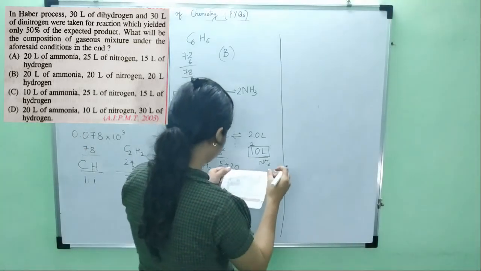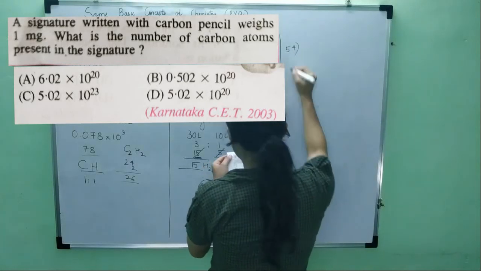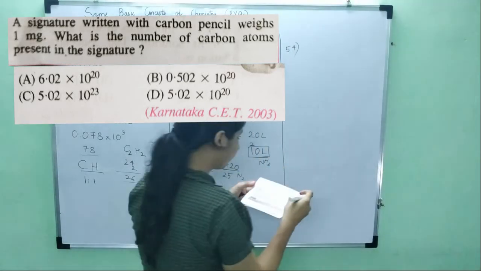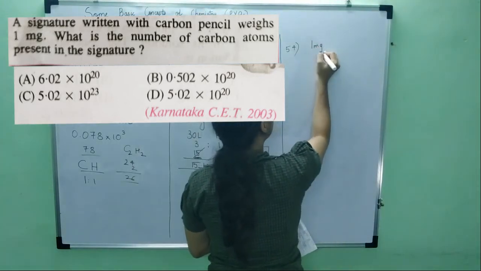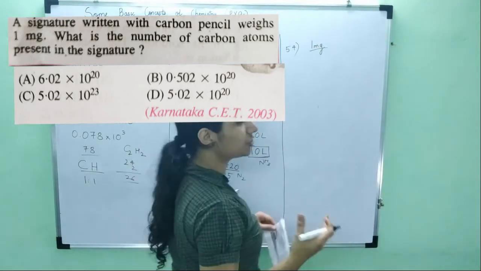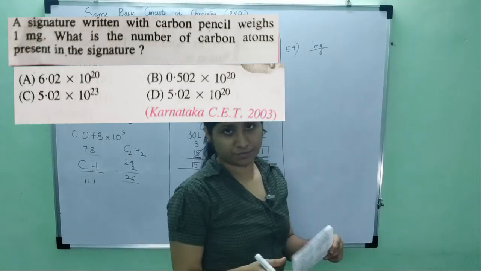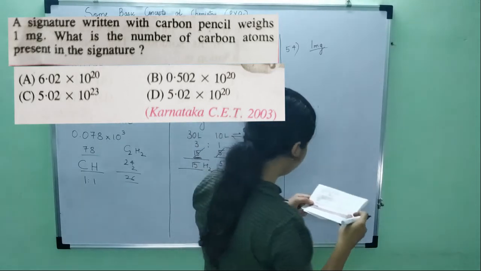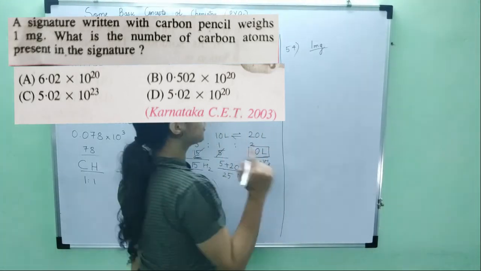Now, next question. So the question says a signature written with carbon pencil weighs 1 milligram. So with carbon pencil is a signature written. So what would the signature contain? All of the signature would only be carbon, right? Now it is 1 milligram. What is the number of carbons present in the signature? So we are asked number of atoms.